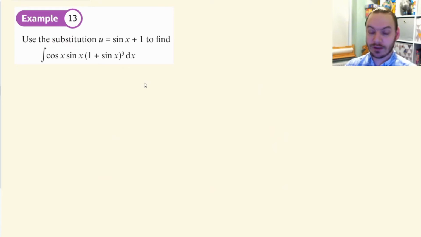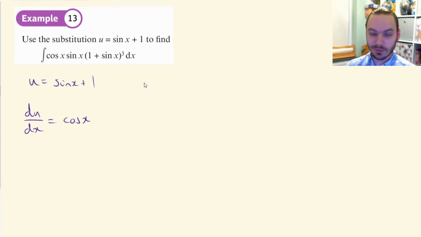And then we've got example 13. Again, we're told the substitution. So this is fairly routine, actually, to some extent. I think this one's a little bit easier. So we know that u is sine x plus 1, and as a result, du by dx equals cos x.